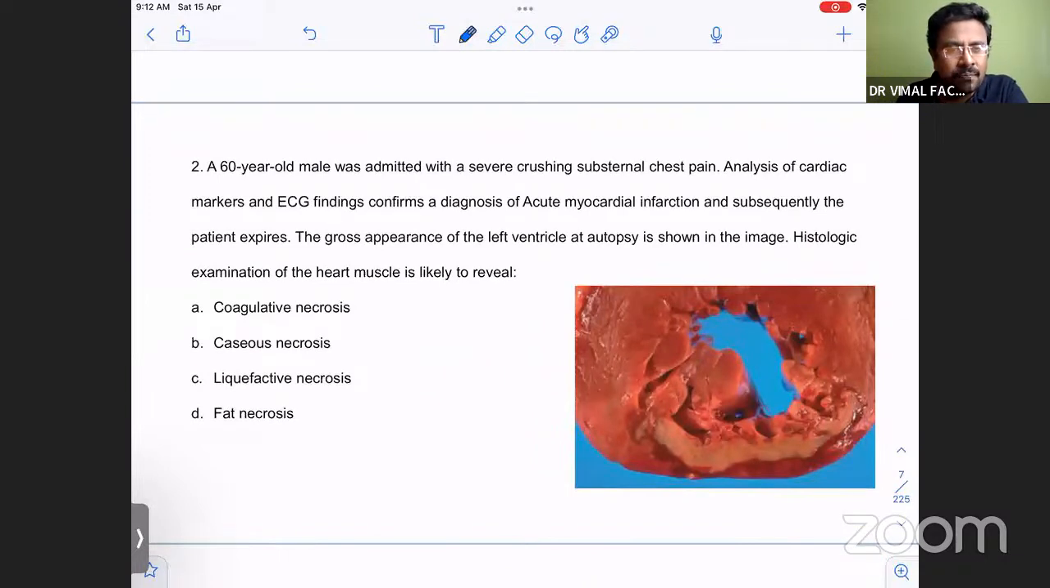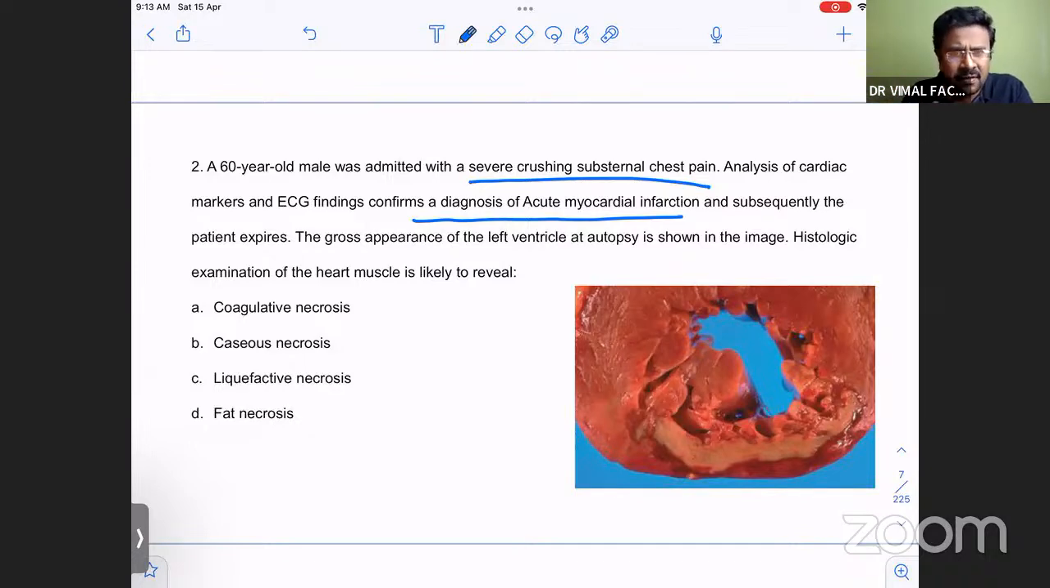A 60-year-old male was admitted with severe crushing substernal chest pain. So the patient is having a crushing type of chest pain, and it is substernal in location. Analysis of the cardiac markers and ECG findings confirms the diagnosis of acute MI. They have given us the diagnosis, and the patient subsequently expires. Now, after this death, we are going in for autopsy.